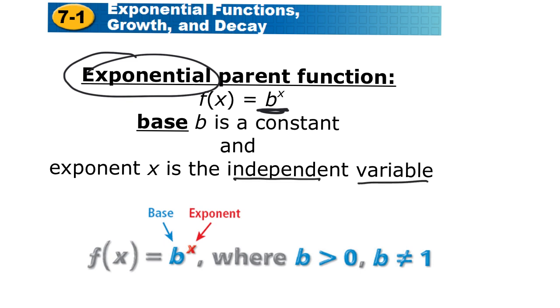So again, we're looking at a function, f of x, which is equal to b to the x. Our independent variable is now in the exponent. B is going to be any number that is greater than 0 and not 1. Okay, let's look at an example.